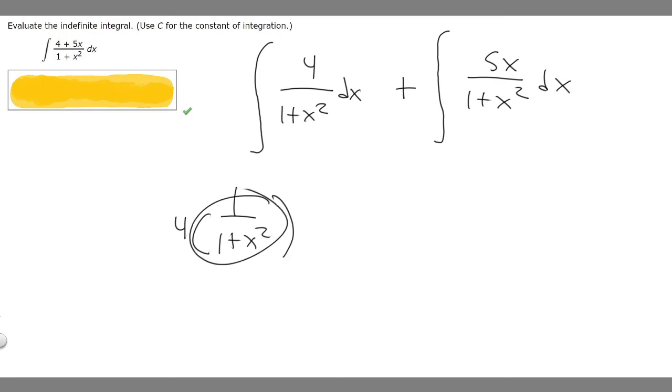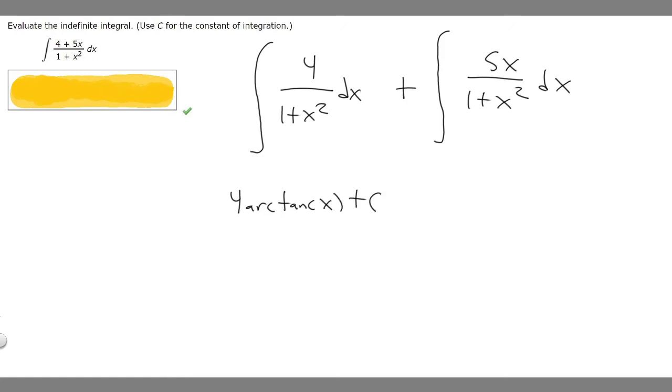And if that seems familiar, well, the derivative of the arctangent of x is equal to 1 over 1 plus x squared. So that means the antiderivative is arctangent of x for this one, and then we're just multiplying by 4, right? So it's just going to become 4 times the arctangent of x, then plus C. So that's this integral solved. And then we're adding this whole thing to the other integral.